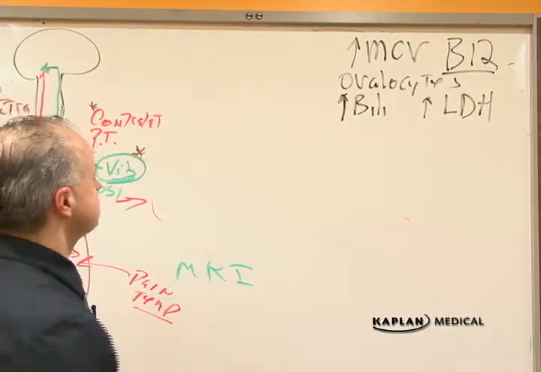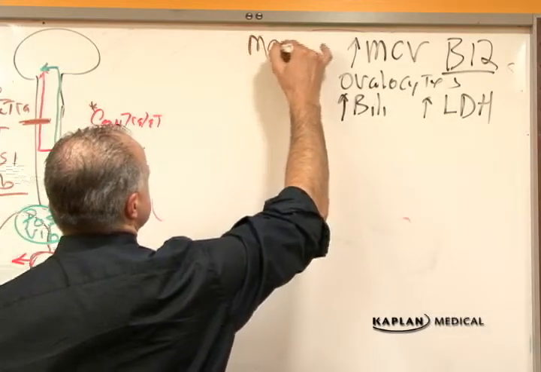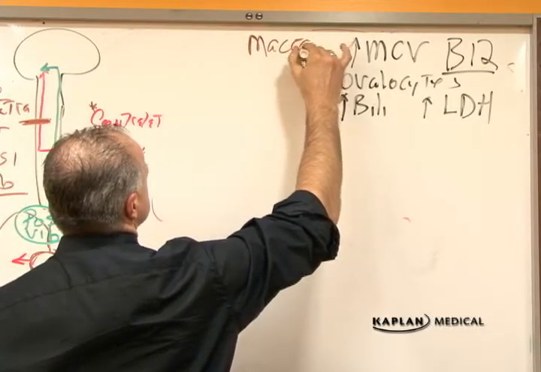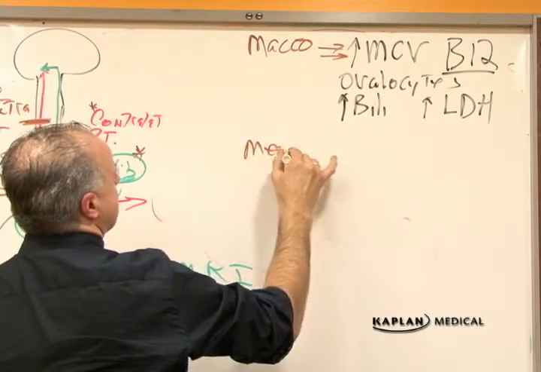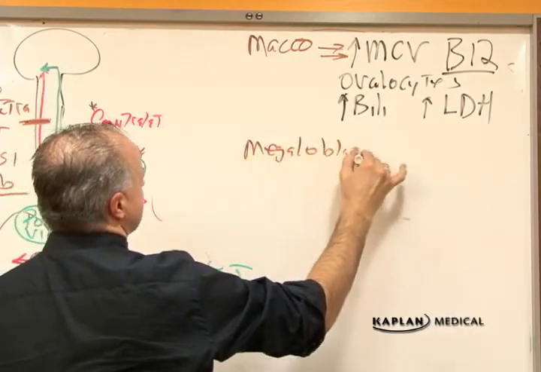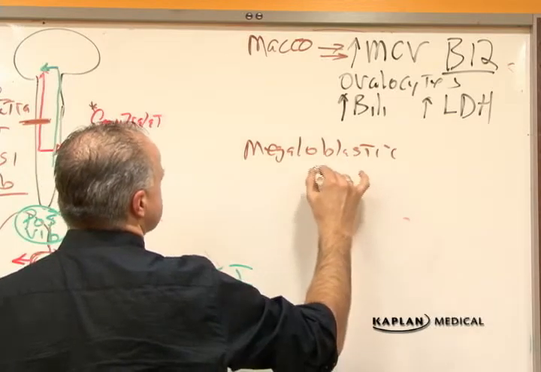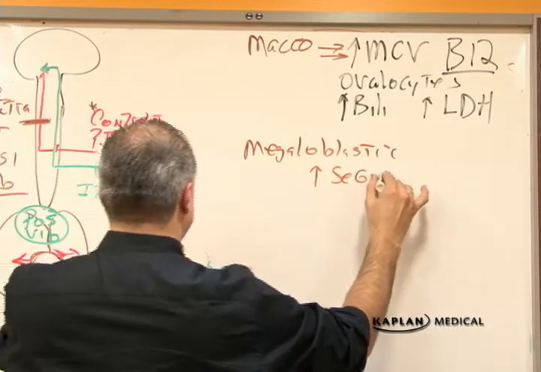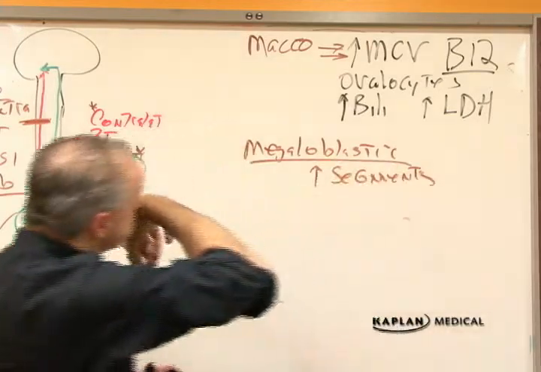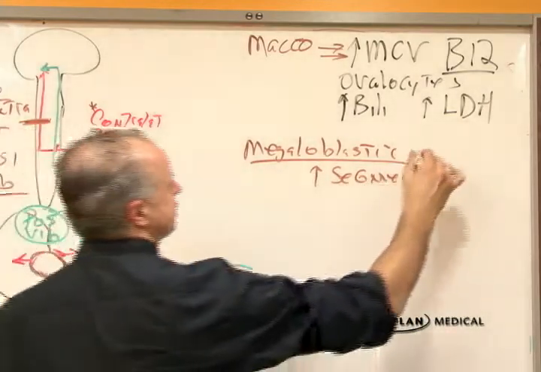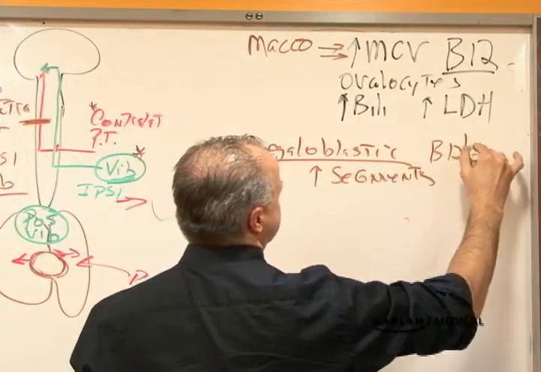Macrocytic just means a high MCV. And megaloblastic means hypersegmented. Megaloblastic means increased number of segments. Now, megaloblastic basically means B12 and folate.